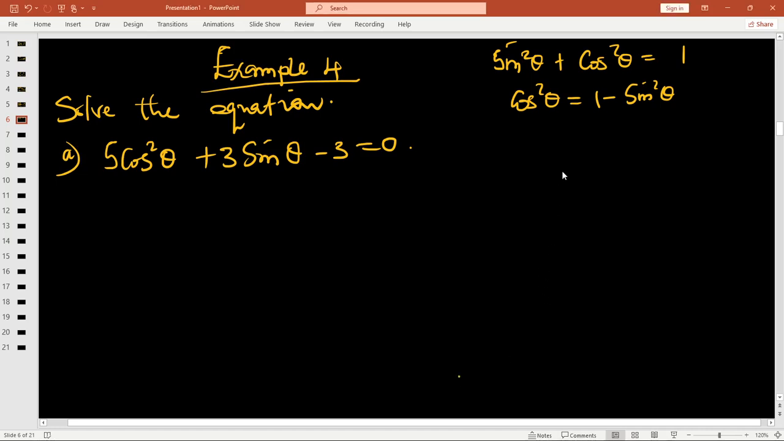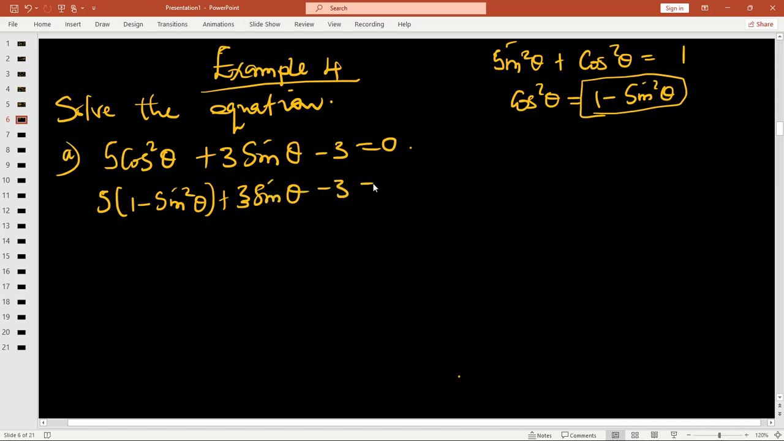Okay, so here now we can go ahead and substitute into the equation that we have this idea. Meaning that where there is cos squared theta, we just substitute with 1 minus sine squared theta here. So here we're going to have 5(1 minus sine squared theta) plus 3 sine theta minus 3 is equal to 0 here.